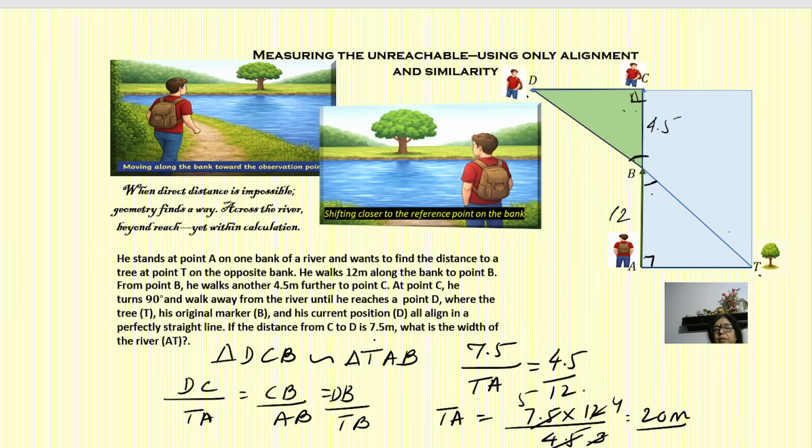Now if these measurements are done, say up to 2 decimal places or 3 decimal places, there can be further accuracy in the width of the river. But an approximate idea about the width of the river can also be obtained even if we have 1 decimal place, or even no decimal place over here. So this is how the width of the river can be actually measured without going inside the river.